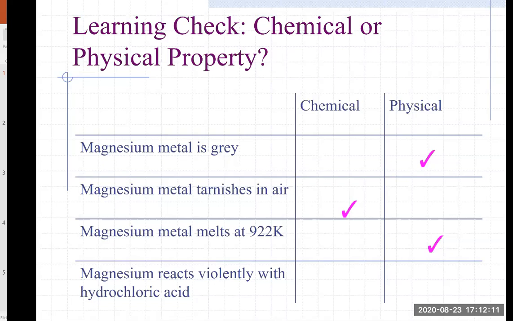Magnesium reacts violently with hydrochloric acid, and indeed, when that reaction occurs, you're going to release H2 gas. And so magnesium reacting violently with hydrochloric acid is a chemical change or a chemical property.